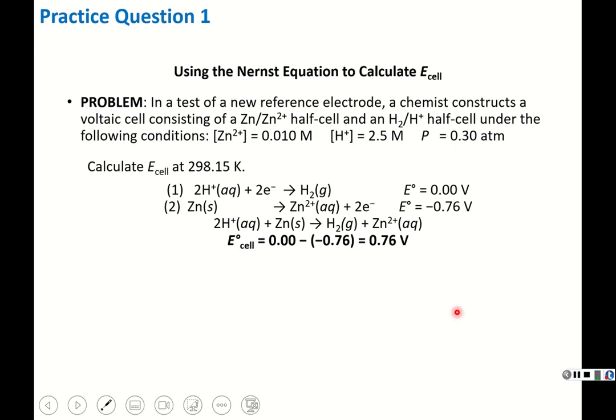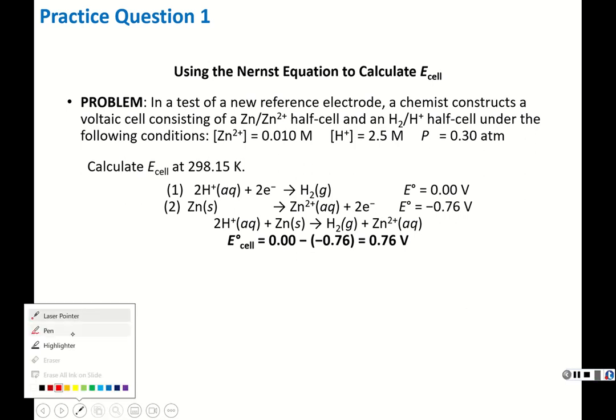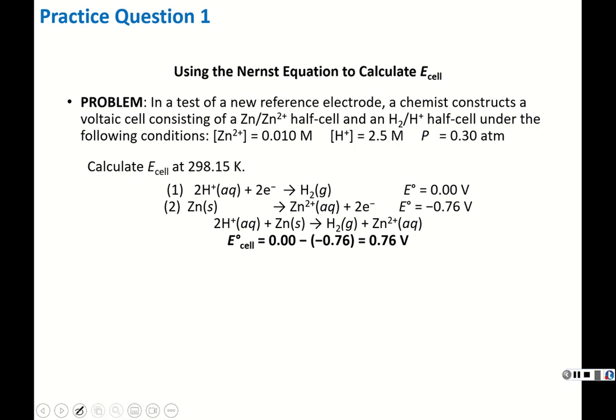So let's try a practice question here using the Nernst equation. In a test of a new reference electrode, a chemist constructs a voltaic cell consisting of a zinc 2 plus half cell and an H2 H plus half cell under the following conditions. So zinc 2 plus is at 0.1 molar concentration, H plus is at 2.5 molar concentration.